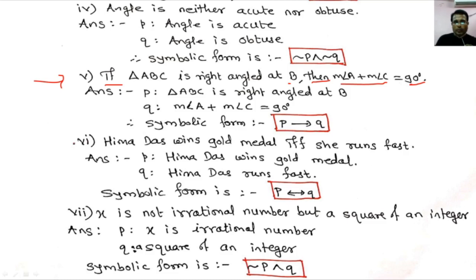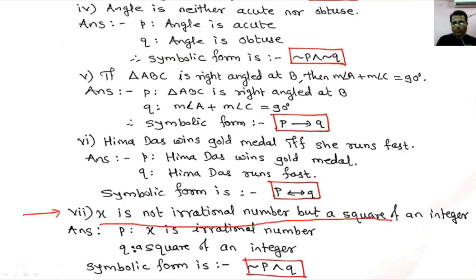Then next question, you have to consider question number 6. Hima Das wins gold medal if and only if she runs fast. Now you have to take P as Hima Das wins gold medal, Q as Hima Das runs fast. So the connective used is if and only if, therefore its symbolic form is P if and only if Q.